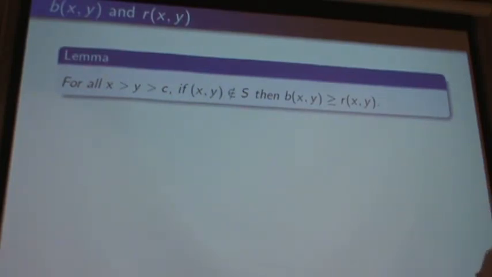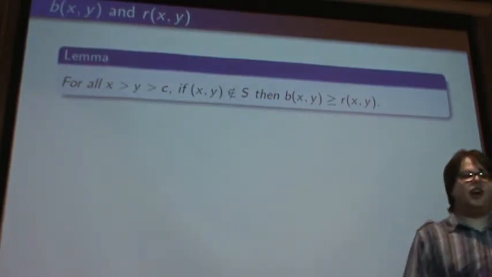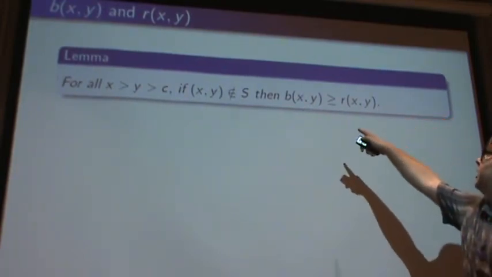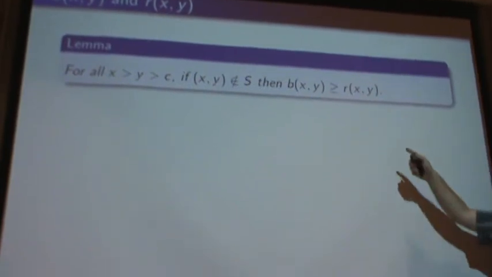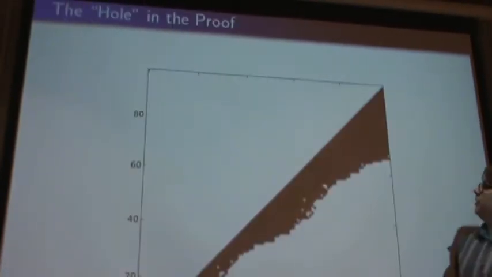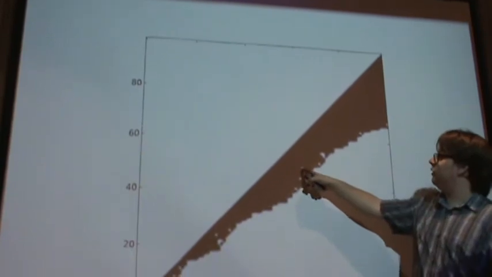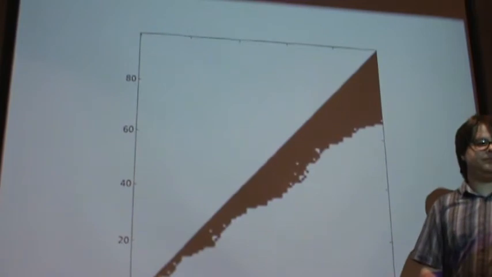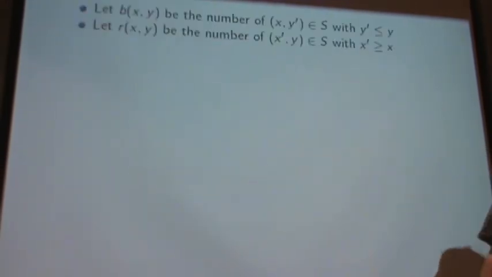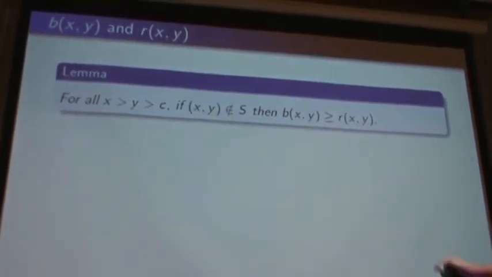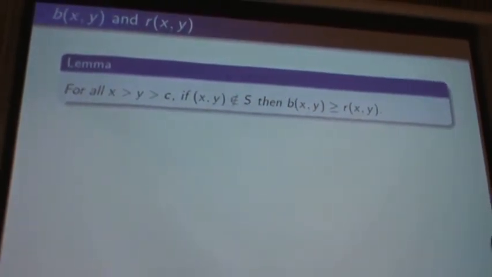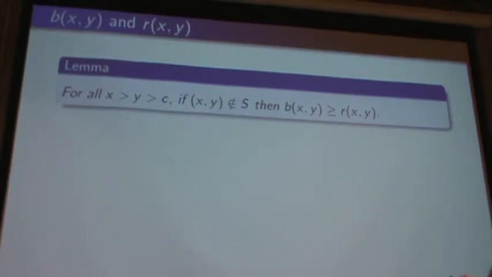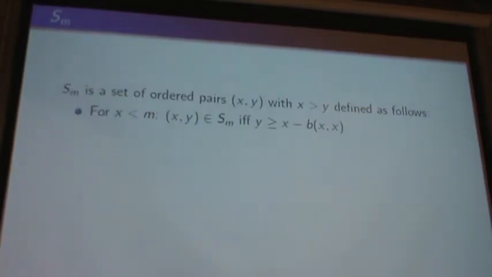Another lemma. If ever you're at a point that's not in S, then B of x, y has to be greater than or equal to R of x, y. So if we go back to our picture of S, that's saying when you have a hole, there has to be more points below it than there are to the right. And this is our restriction of where the holes can show up. The holes have to have the condition that there are more points below them than there are to the right. All right, I'm not going to prove that.